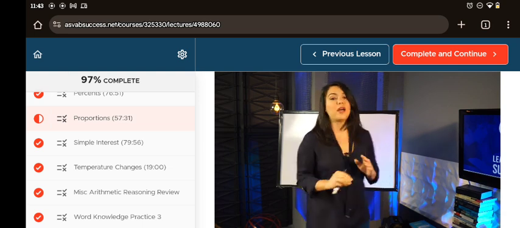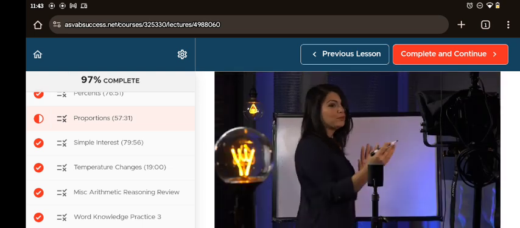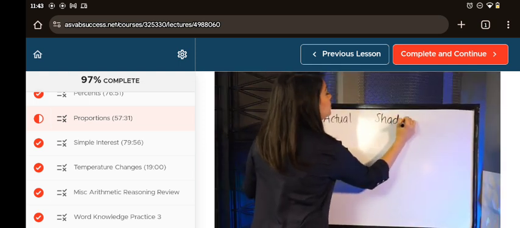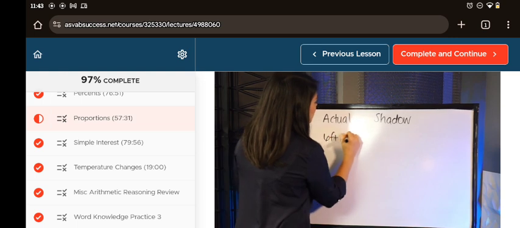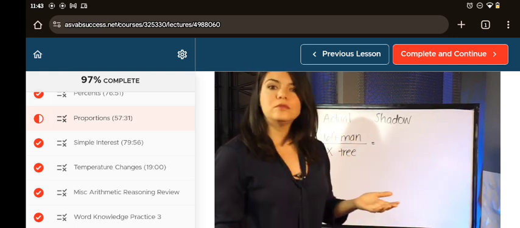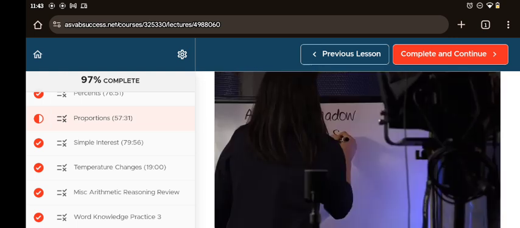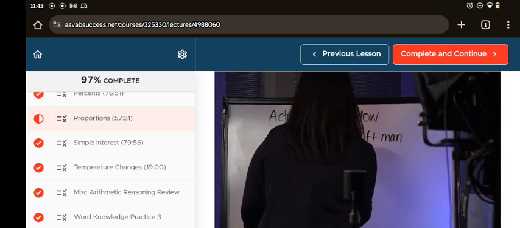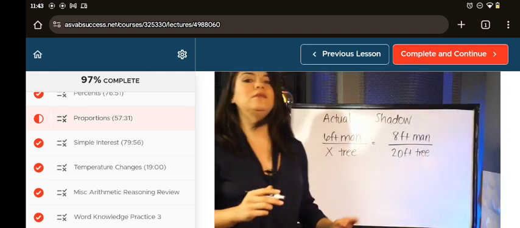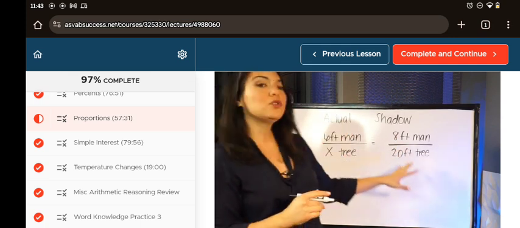So we're going to make that scenario 1, 6 over x, because that's our actual. We're going to do scenarios as actual and shadow, okay? So I'm going to put it up here so it's easy for us to remember. Actual versus shadow. So we know that the man is 6 feet tall, but we don't know how tall the tree is. But we do know their shadows, right? And their shadows are 8 feet for the man and 20 feet for the tree. So far so good. Scenario 1 is the actual height. Scenario 2 is the shadow height.